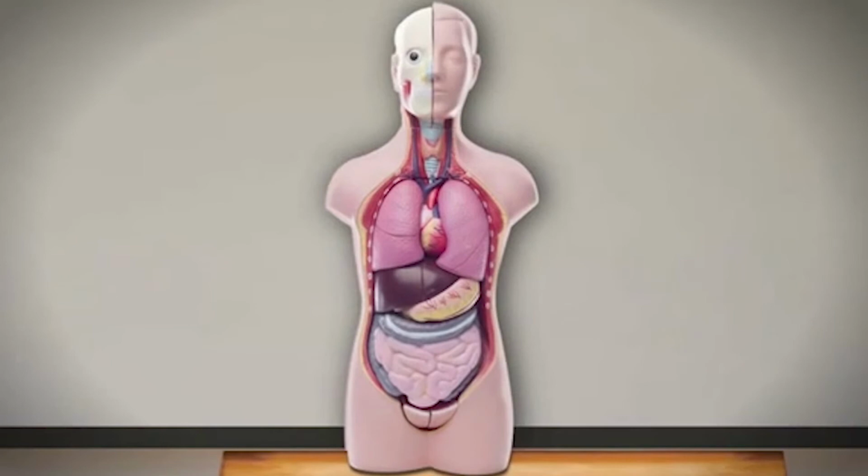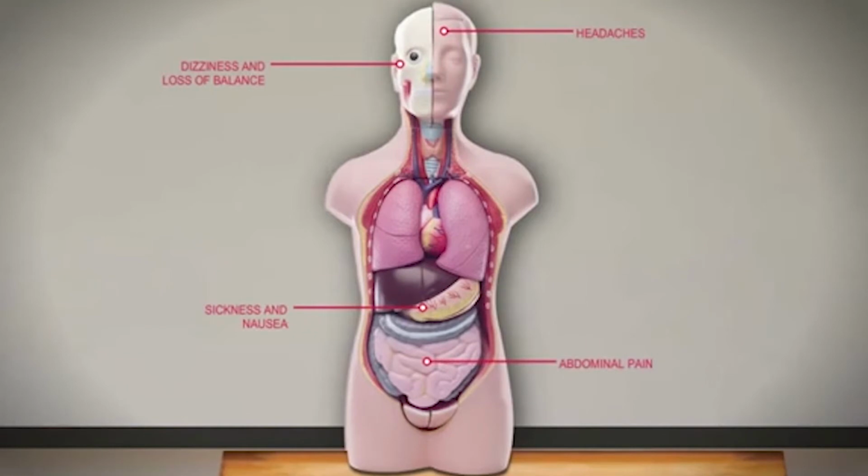The most common symptoms of mild CO poisoning are headaches, sickness and nausea, dizziness and loss of balance, and abdominal pain. CO poisoning has similar symptoms to food poisoning and flu. However, unlike flu, CO poisoning does not cause a high temperature.